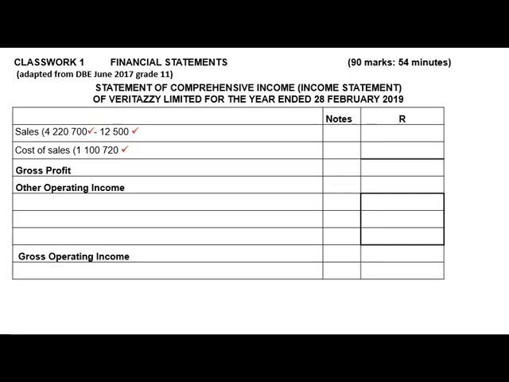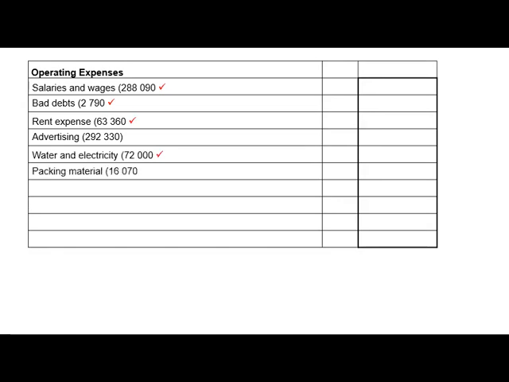Okay. I don't know if I have anything under expenses. Let me check. Salaries and wages, right? Under income, I didn't have anything, I believe. I'm not sure. Okay. Rent income. Okay. Bad debts. And what else do I have? Rent expense, advertising. I'll have water and electricity, packing material. For now, you'll get marks for these. Please know that in grade 12, they will give them to you in the income statement. If it's given to you in the income statement, it means you get no mark. Okay?